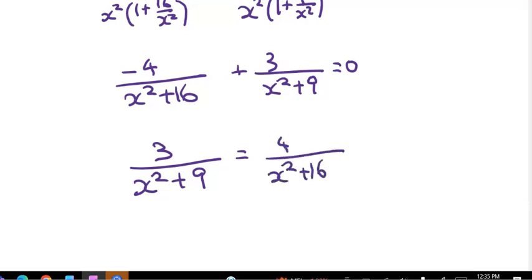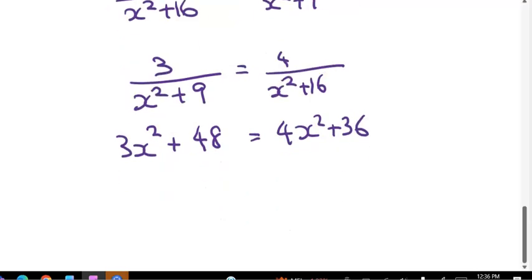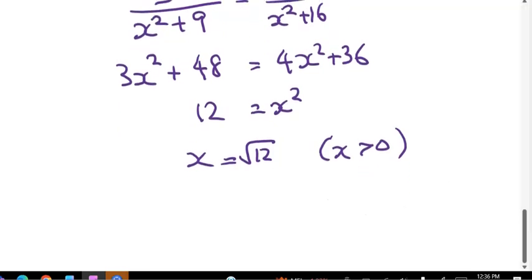Rearranging from here, please don't hang up the video, just keep watching so that I can finish the question. 3x squared plus 48 is equal to 4x squared plus 36. As many of you discovered, that gave us 12 is equal to x squared, and x is equal to the square root of 12 because x must be positive. I think that's 3.4 something meters. Try to always answer in context and give your units.